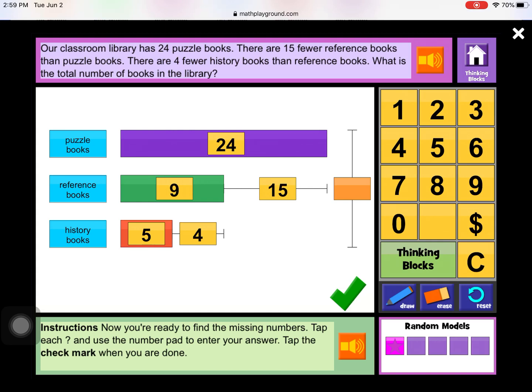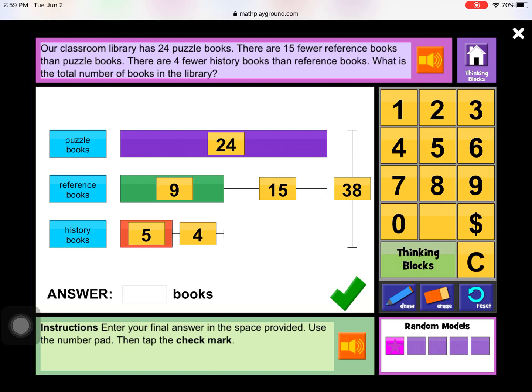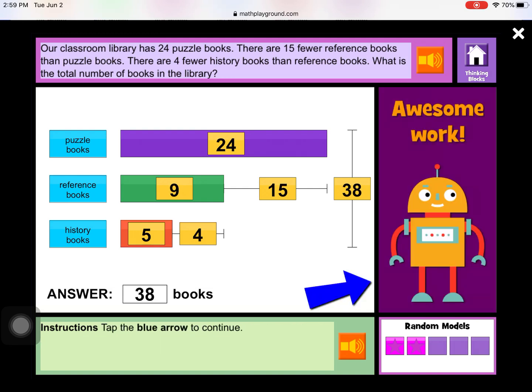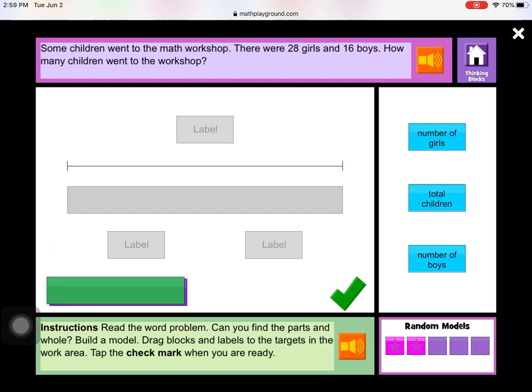I think my total number of books is 38. So down here in my question to my actual answer, what is the total number of library books? And I believe that is 38. So now I would go on to the next type of question.